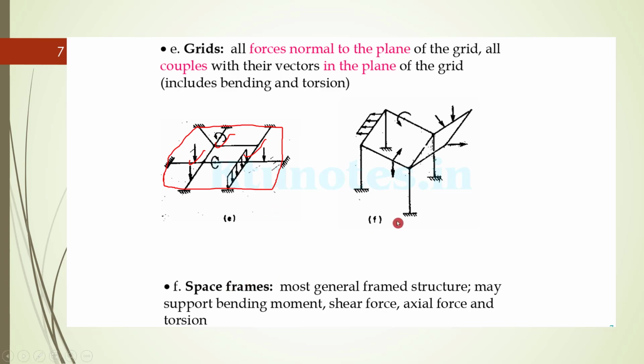In the case of the space frame shown in F, it is actually extending in all the dimensions X, Y, and Z, and it is like a 3D building, where everything is assembled of space frames. It is always assumed the ends are hinged, and the bending moment, shear force, axial force, torsion, everything comes into play when we are dealing with the space frame.